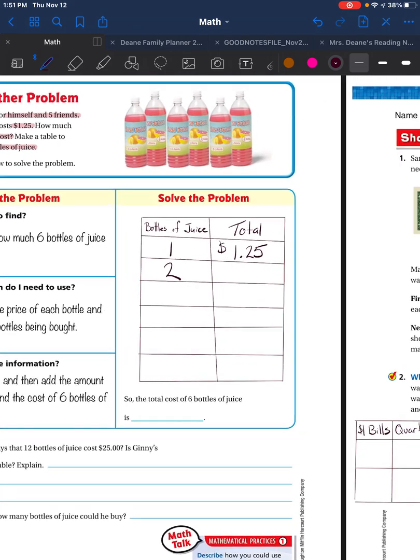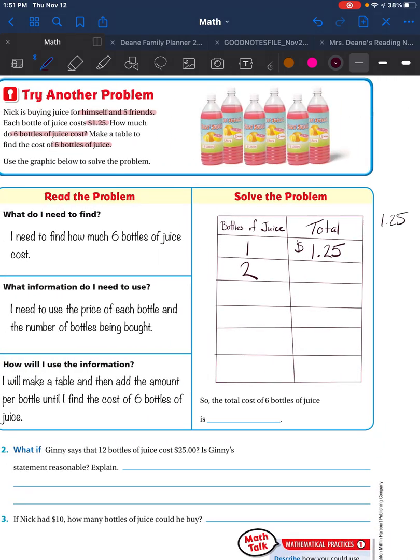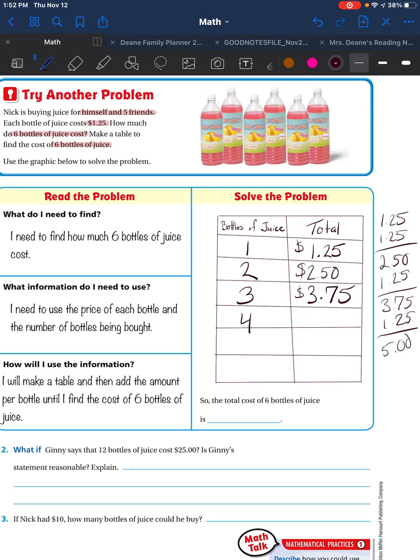And if you wanted, you could be doing the work off to the side over here. So 125 plus 125 is $2.50. For 3 bottles, add another $1.25. It's $3.75. For 4 bottles, add another $1.25, just kind of like our patterns that we learned last week. That'd be $5. For 5 bottles, add another $1.25.